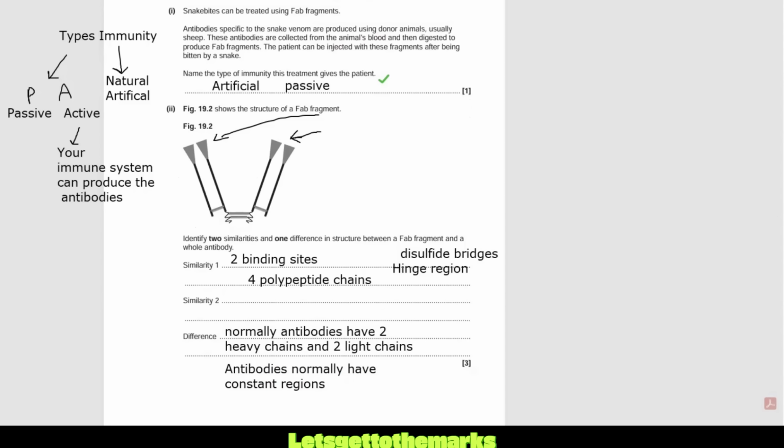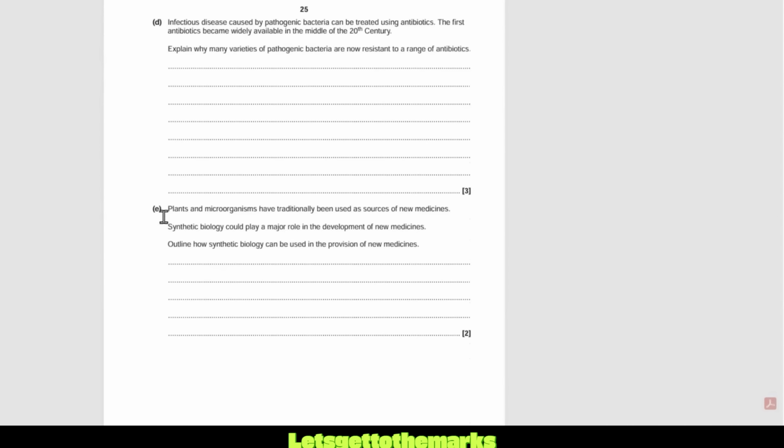And there we go. You just need 1 of these 2 down here and 2 of these, and that would get you the 3 marks. Boom. Hopefully that's the question done. No, no, no. There's more, there's more, there's more.